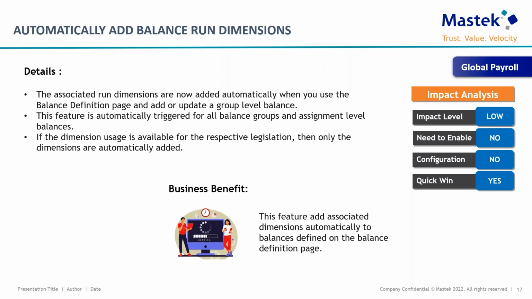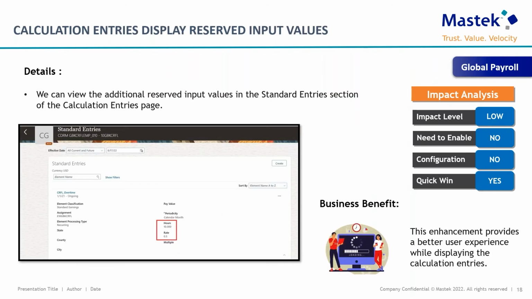Automatically add balances run dimension. So in this feature, now when we run any balance and balance dimension on a group level balance, the system will automatically add that particular dimension on the balance definition page also. Earlier we had to first go to balance dimension, add the dimension, and then come to group level balance to add that balance into the group. But now we can directly add that balance and dimension into the group, and the system will automatically add that dimension to the balance, which will be visible on the definition page.